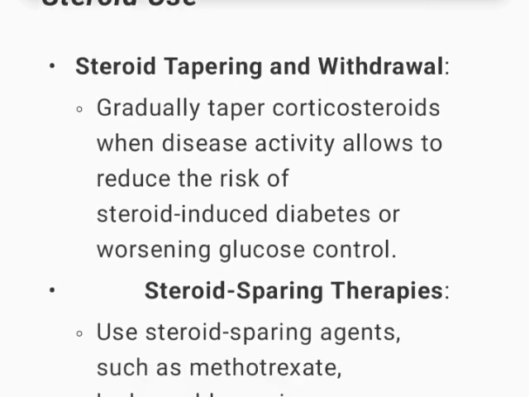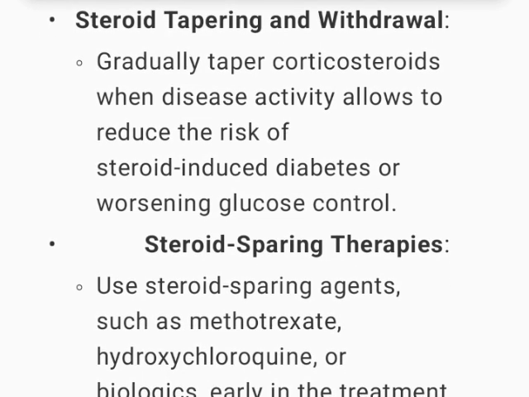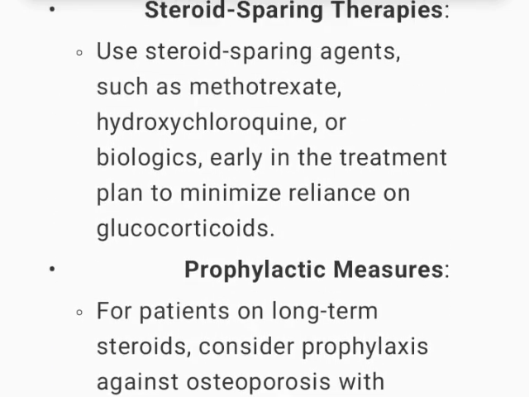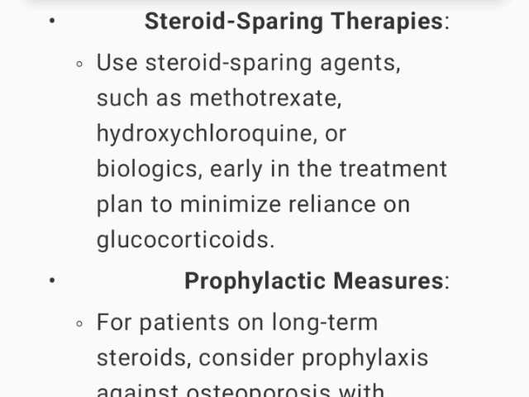Number 6, special considerations for steroid use. Steroid tapering and withdrawal. Gradually taper corticosteroids when disease activity allows to reduce the risk of steroid-induced diabetes or worsening glucose control. Steroid-sparing therapies. Use steroid-sparing agents such as methotrexate, hydroxychloroquine, or biologics early in the treatment plan to minimize reliance on glucocorticoids.